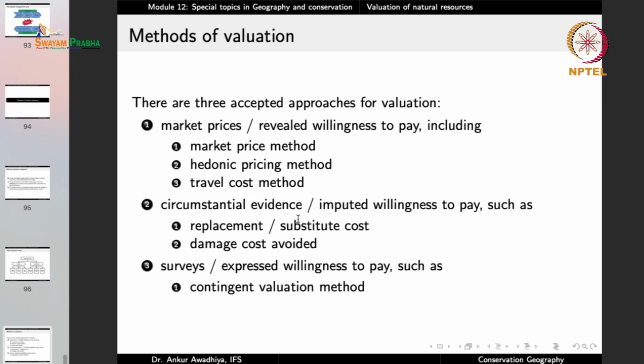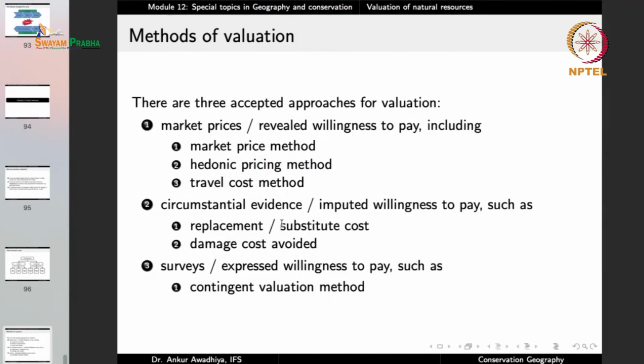Then we have circumstantial evidence method, or the imputed willingness to pay, such as replacement or substitute cost, in which case we look at the cost of setting up, constructing and running a substitute or a replacement for certain facilities that the well-functioning ecosystems are providing to us for free. So, for example, things such as protection from storms or protection from tsunamis, or say purification of water or purification of air. What is the cost of setting up a substitute? Or we can look at the damage cost that is being avoided because we have a well-functioning ecosystem.